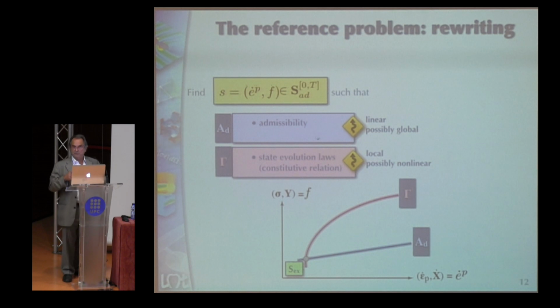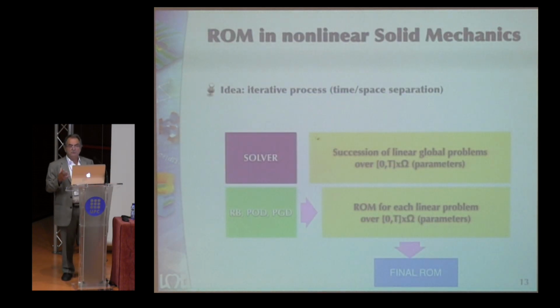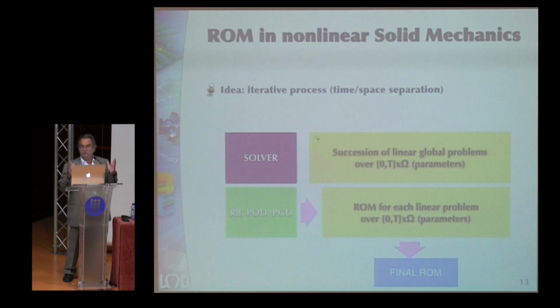To go further, we introduce a geometrical scheme. So the solution of the first group of equations, the admissibility equation, A indexed by D, is described by this straight line because we have linear equations. The solution of the second group of equations, gamma, is described by this curve because in general we have nonlinear equations, and the exact solution is the intersection. So now we arrive at the construction of reduced order models in nonlinear solid mechanics.